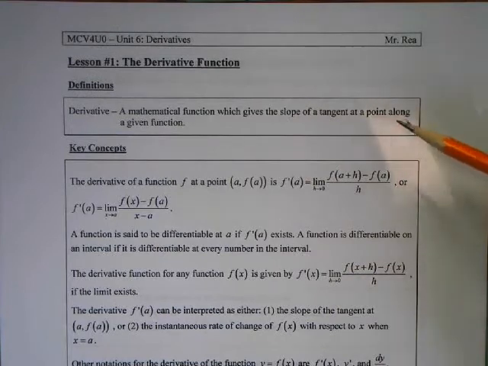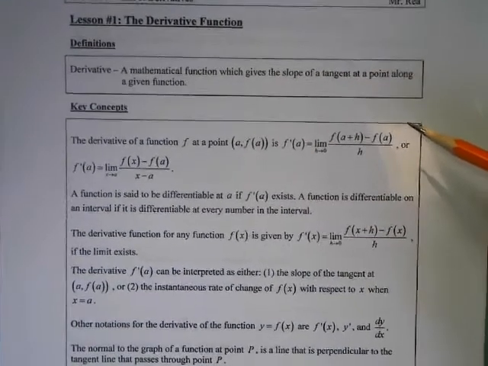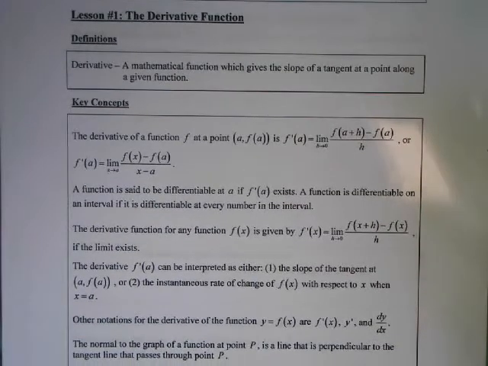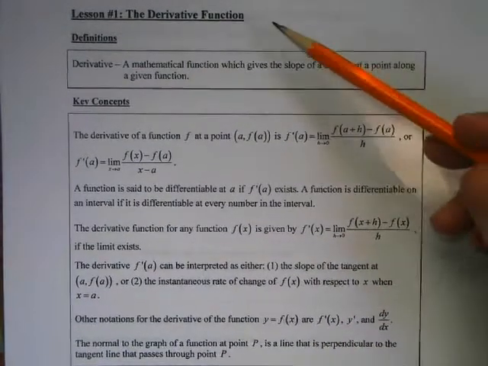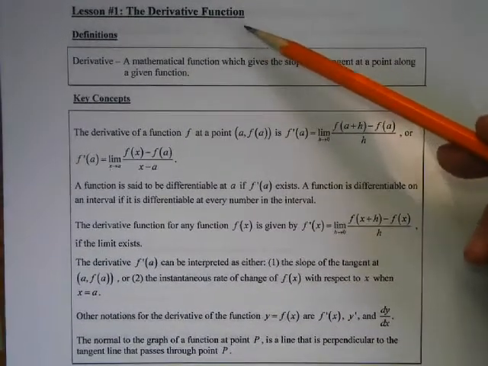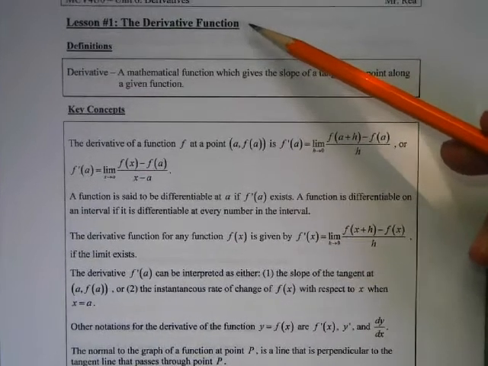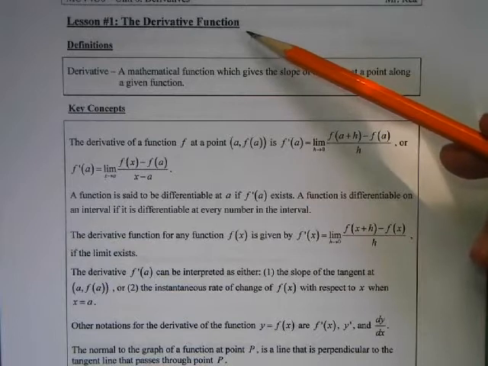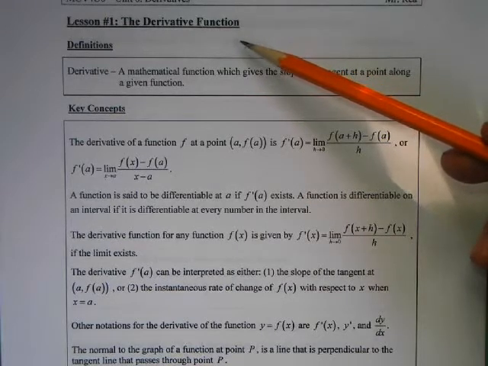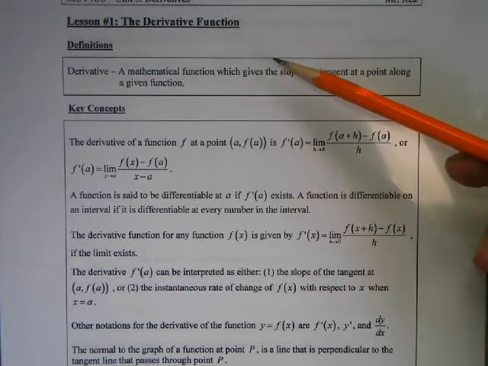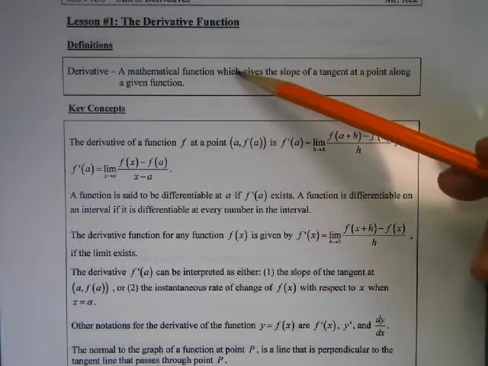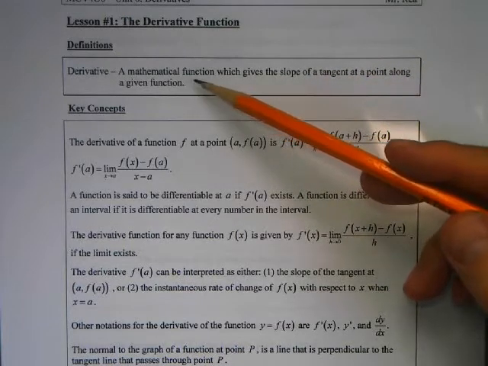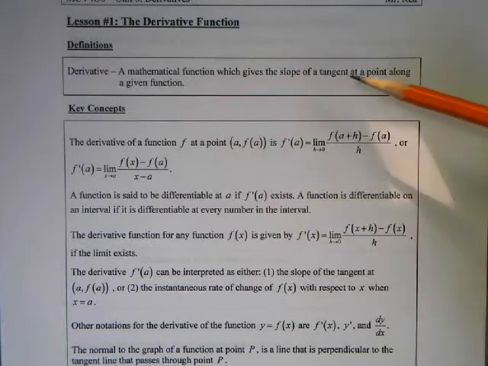So what's a derivative? Well, you guys have actually been doing derivatives without knowing that they were derivatives because, of course, we didn't call them that. But the best way to think of derivative, it's a function, as you can tell by the title here. Just like you have a square root function and a sine function and all sorts of different math functions, the derivative is another function. So what does the function do? Well, it gives the slope of a tangent at a point along a given function. Okay, and we've been doing this.